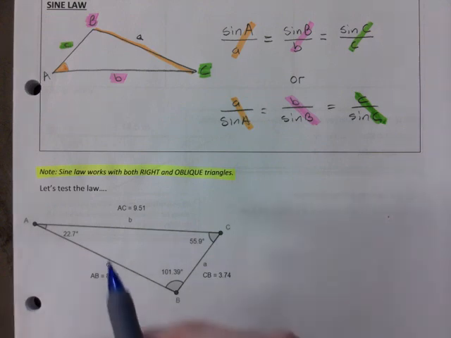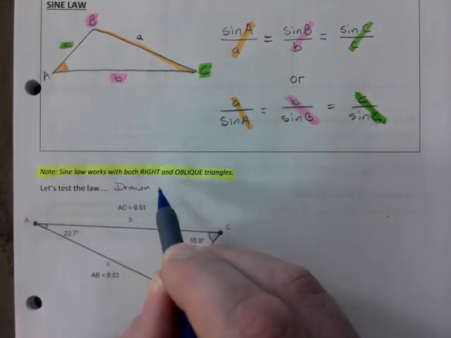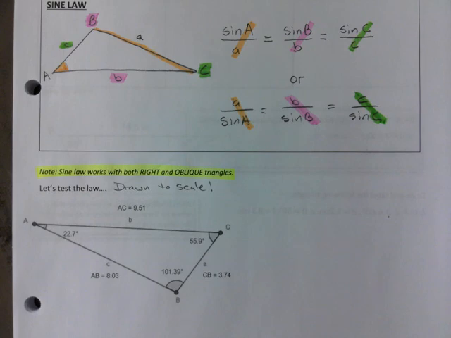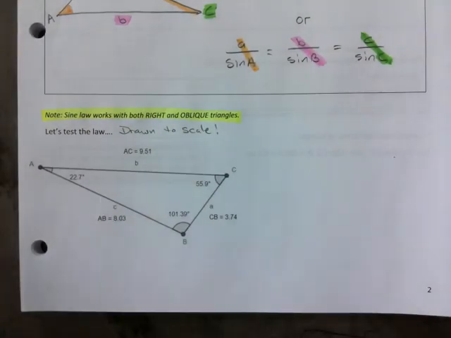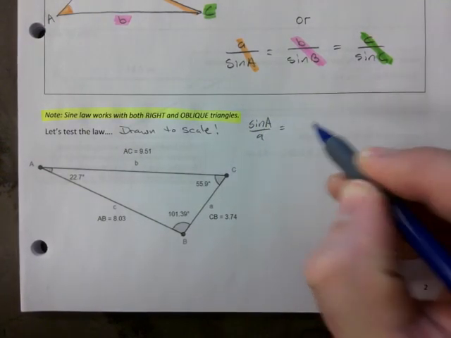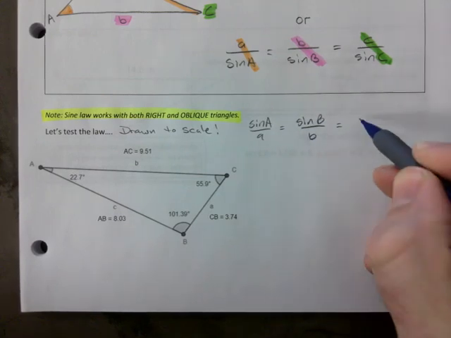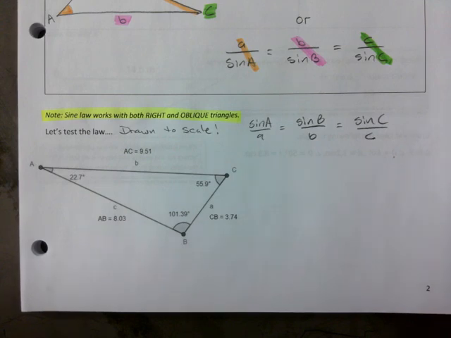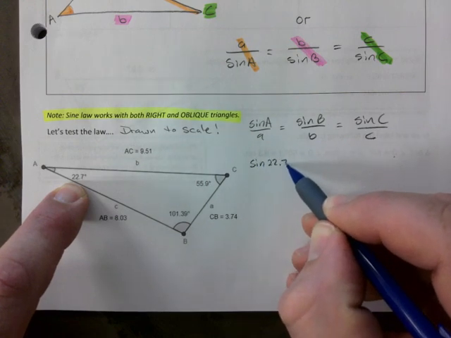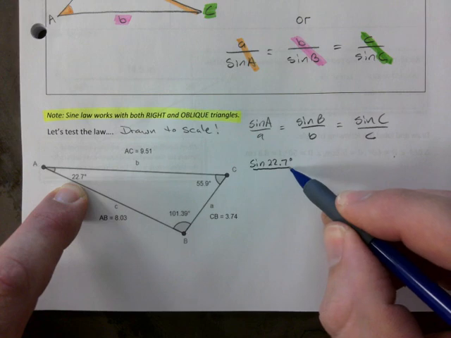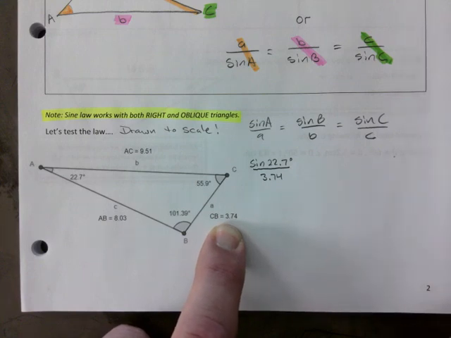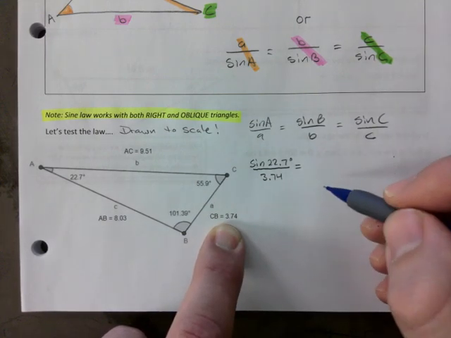Let's test the law. This is drawn to scale. That's important that I mention that. Drawn to scale. So what we're going to do is we're going to test this. We're going to go sine of 22.7 degrees over the side across from it is 3.74. Usually we will have units on there, but for today we're just going to be unitless.